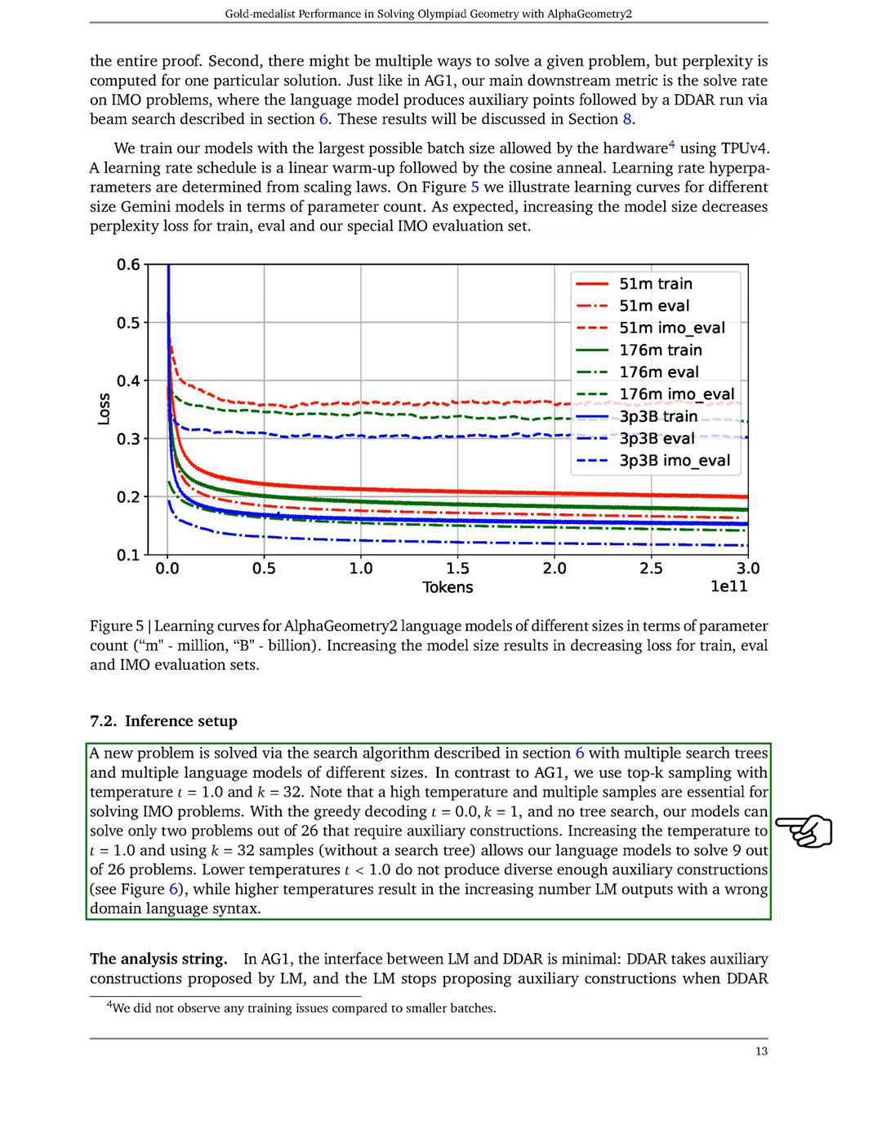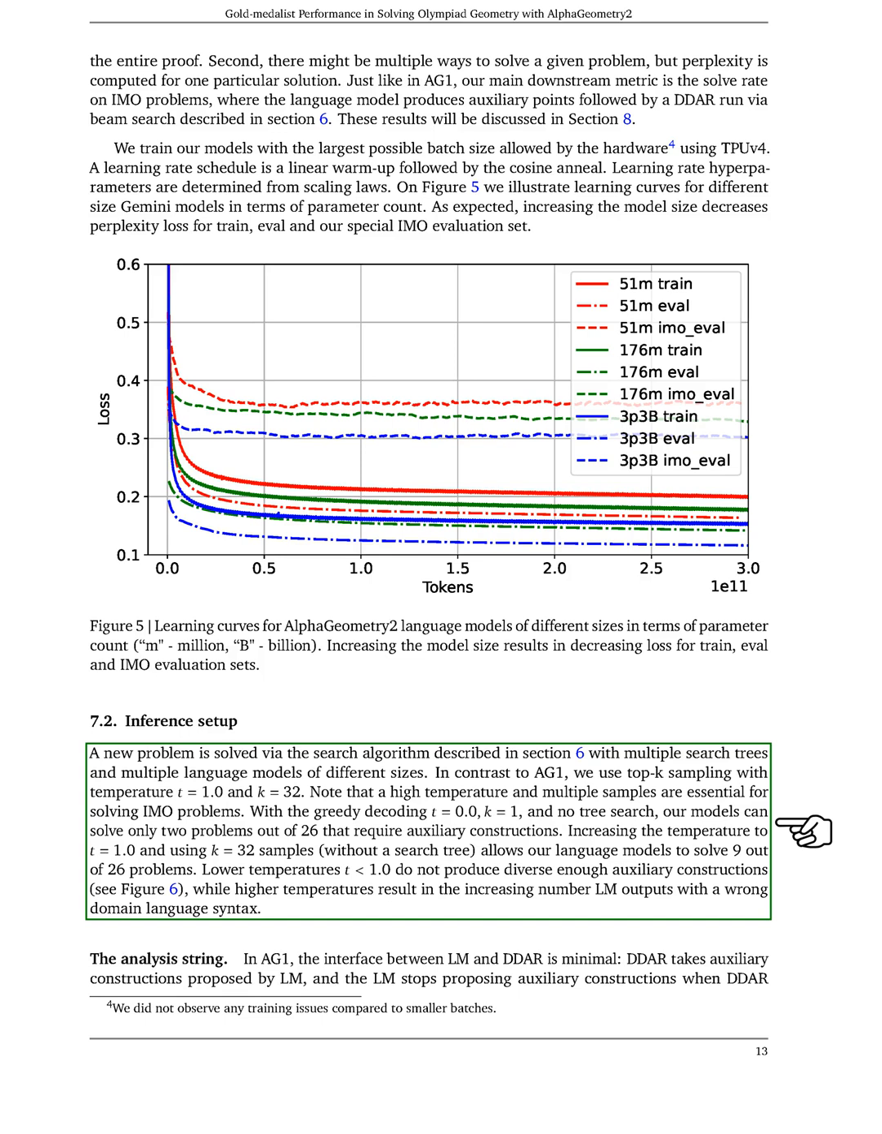For inference, we solve new problems using the search algorithm with multiple search trees and various language models. Unlike AG1, we implement top-K sampling with a temperature of 1 and K equal to 32. A higher temperature and multiple samples are crucial for tackling IMO problems.